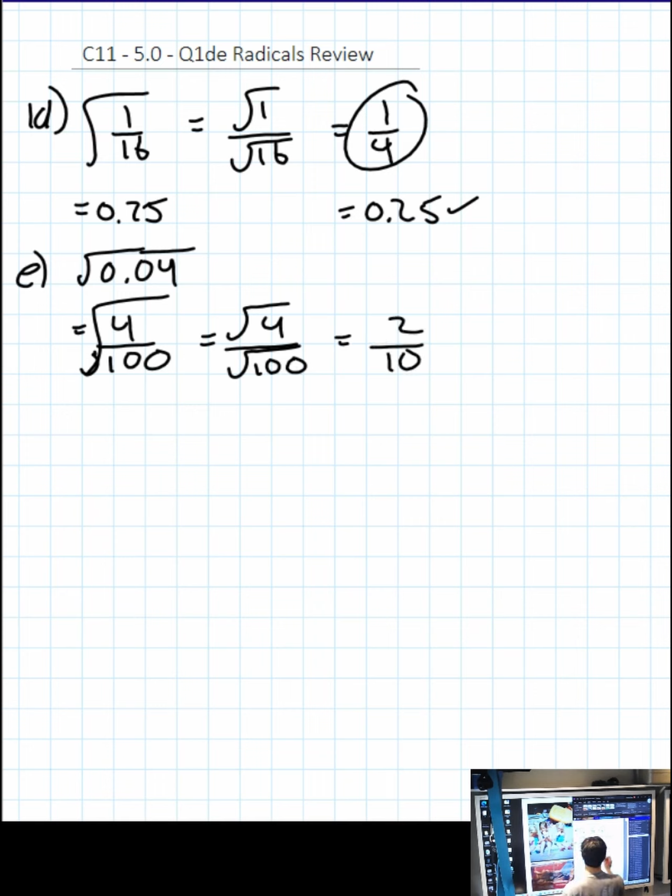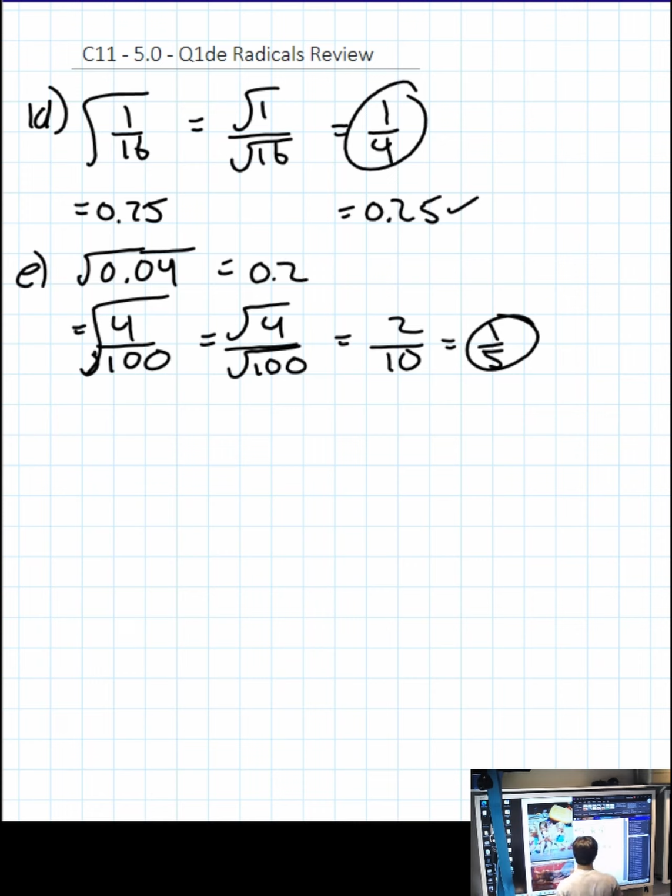The square root of 4 is 2. The square root of 100 is 10. We can simplify this fraction. Equals 1 over 5. Circle our answer. Okay, so if I type in the question, square root of 0.04 near the question, we can say equals 0.2.